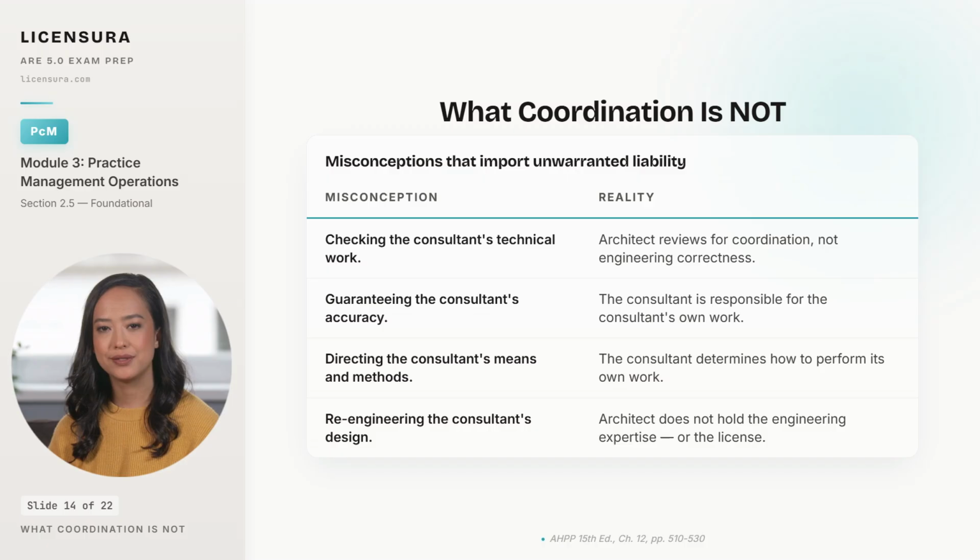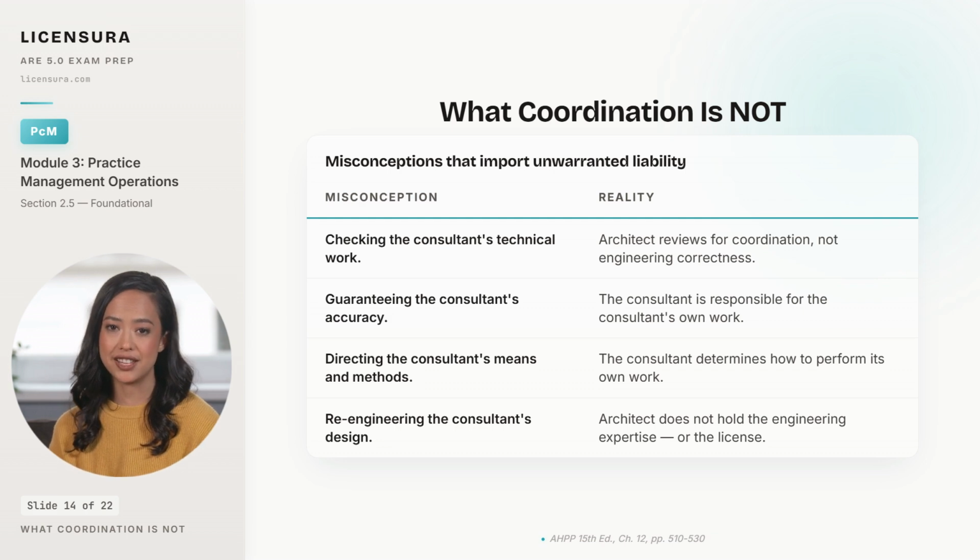The line that protects the architect from picking up the consultant's liability is what coordination is not. 4 common misconceptions, and each one converts a coordination role into something larger that the contract never paid for. The first misconception is that coordination means checking the consultant's technical work. It does not. The architect reviews for coordination, meaning whether the consultant's work fits with the rest of the design, not whether the engineering itself is correct.